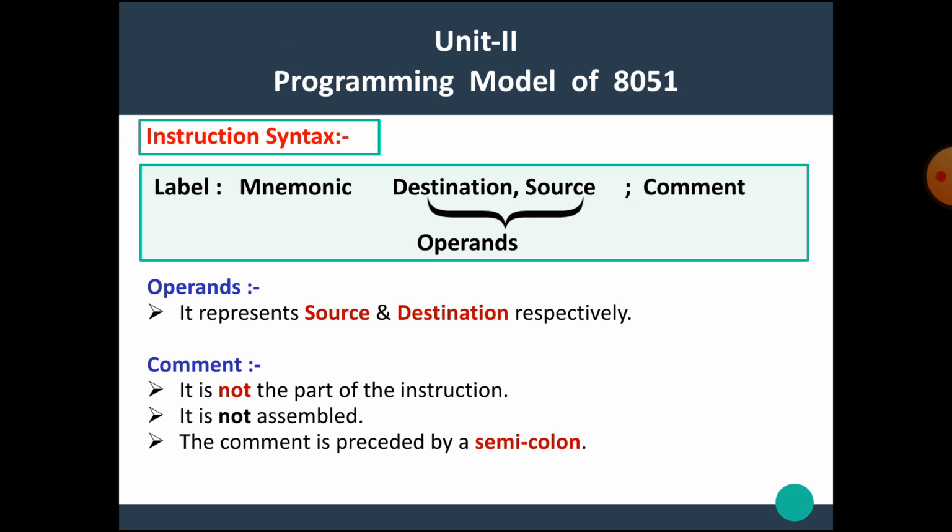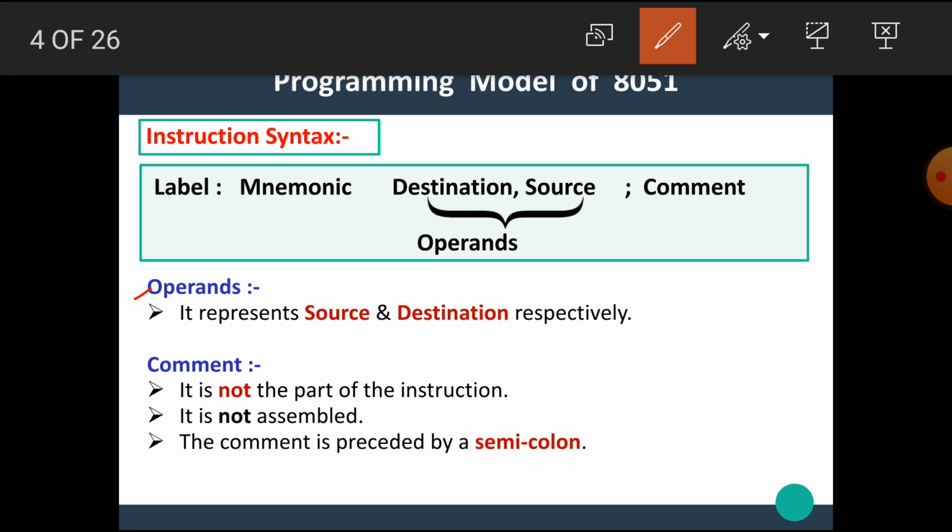The next part of the instruction is the operands. Generally, the operands are the variables on which the operation is to be performed. There are two types of operands: source and destination.